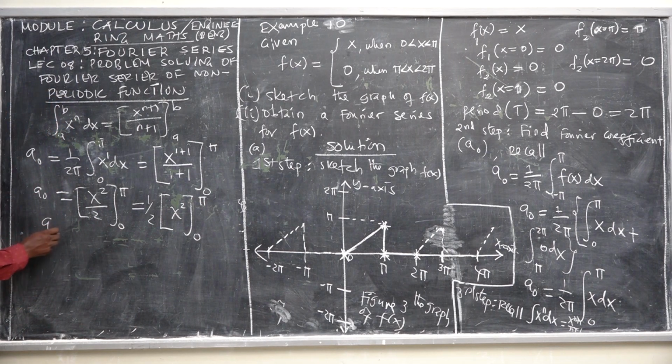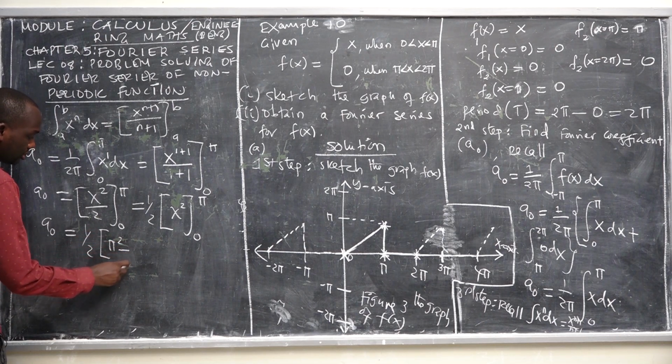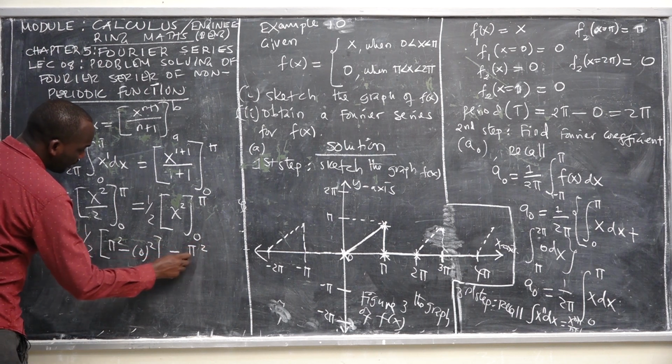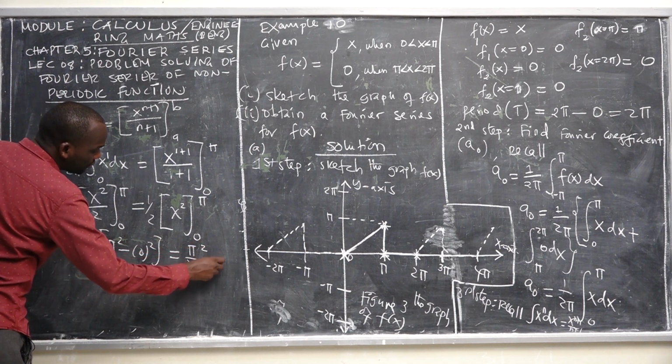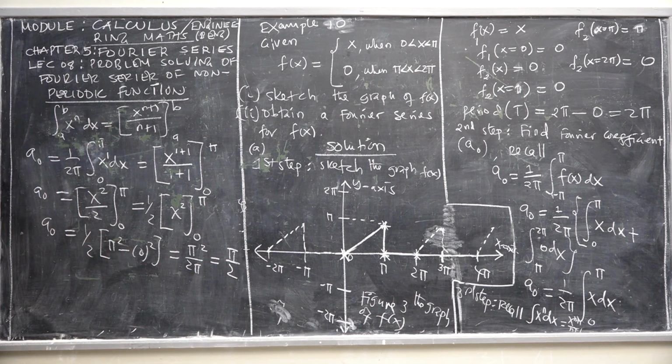Then here it is. A naught is equal to a half, and then pi squared minus 0 squared. The answer is equal to pi squared over 2 pi. The answer is pi over 2. Okay? So the value of the first Fourier coefficient is pi over 2.